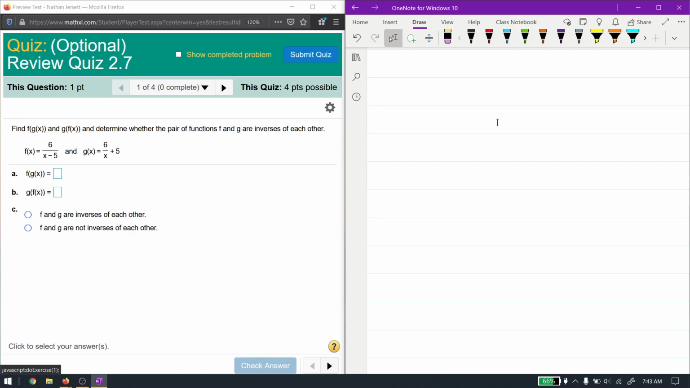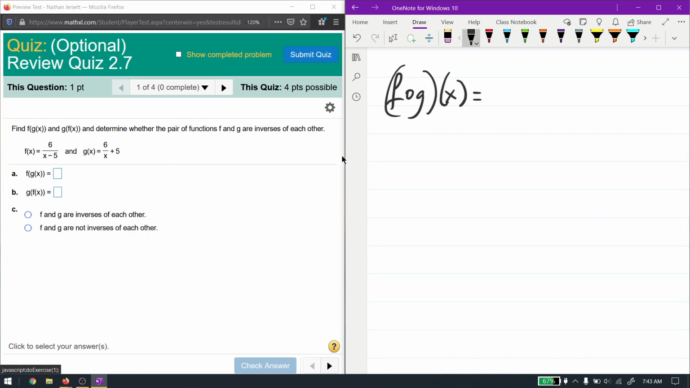So f of g of x, and then g of f of x, I should say. F of g of x is the first part, part A. And then we also find g of f of x, which is part B.